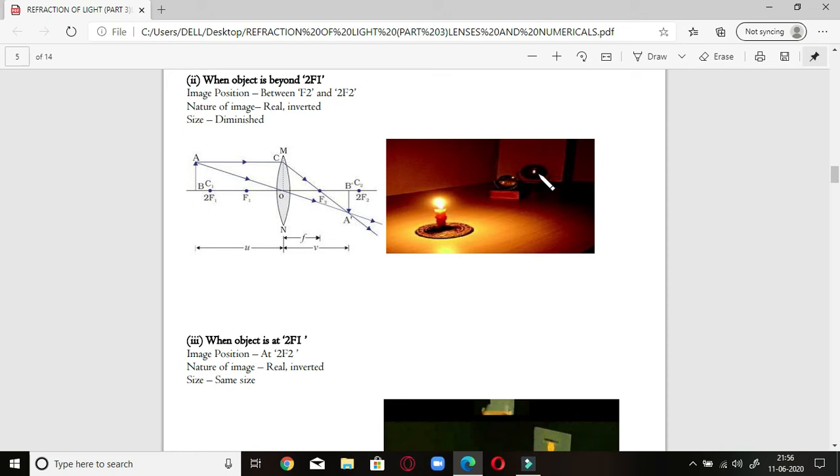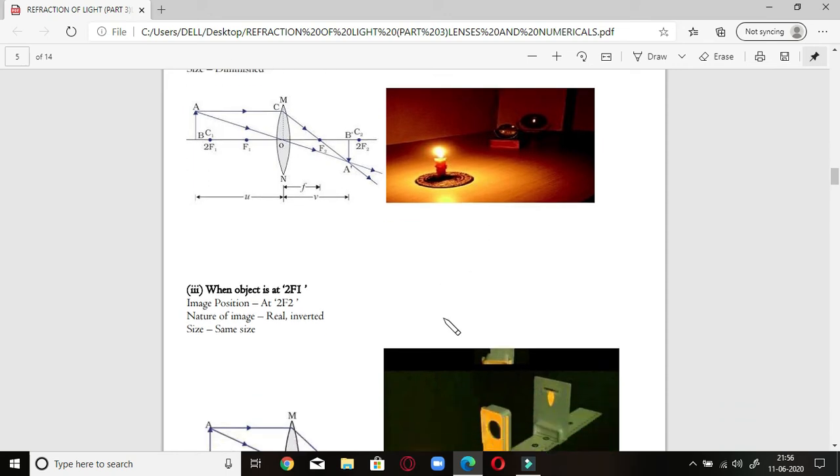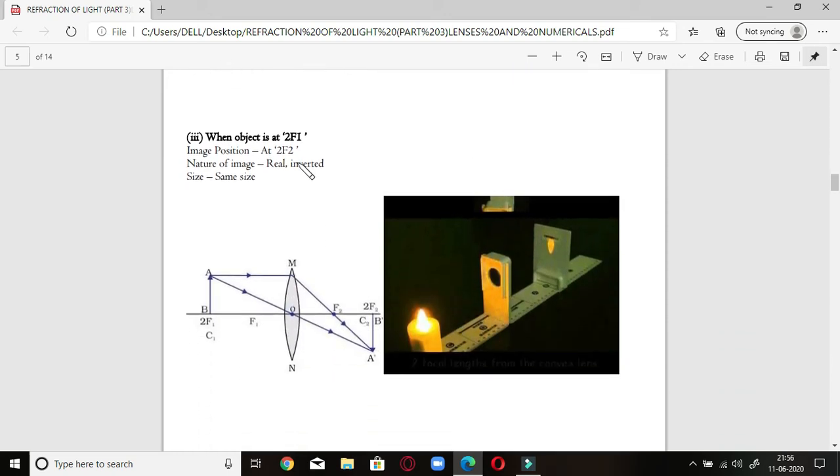Now next one is when object is at 2f1, exactly at 2f1. Now if we place here a lens, and this is a candle which is placed at the distance. Now look here, the distance between the lens and object and lens and image are same. This means we are placing the object exactly at 2f1. When we are placing this lens exactly in the middle of it, you will find that image formed will be real, inverted, as well as small in size.